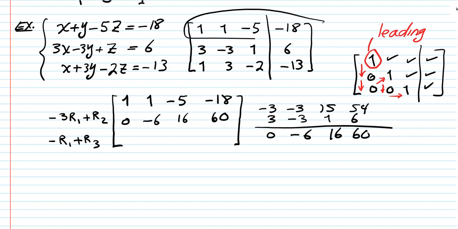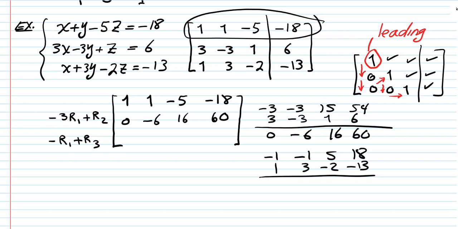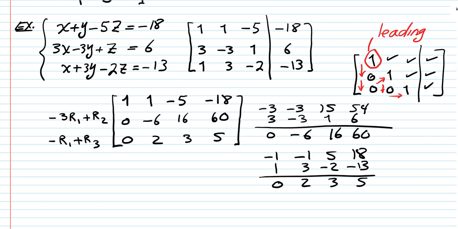Negative of the first row, so that would change all of those numbers to negative numbers. Negative 1, 5, 18. And we're going to add it to the third row. The existing third row is 1, 3, negative 2, negative 13. Add, we get 0, 2, 3, 5. 0, 2, 3, and 5. And check it out. We got the 1, 0, 0 pattern.